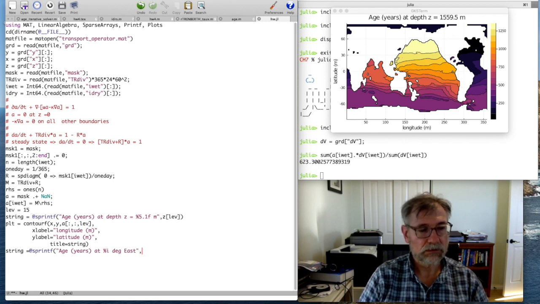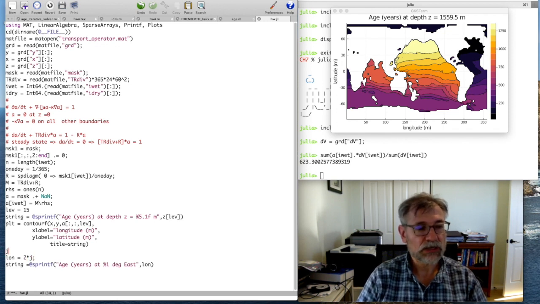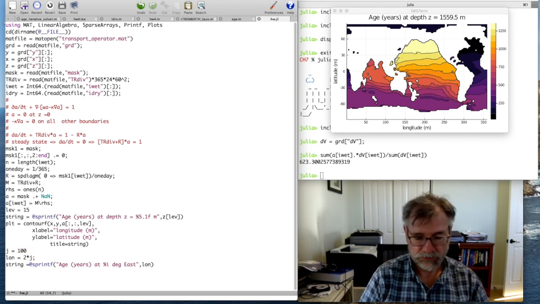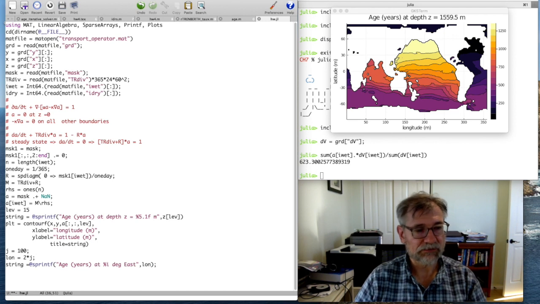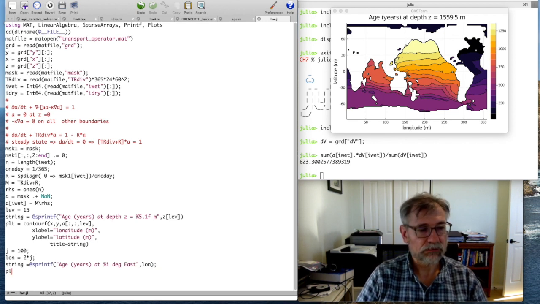Comma, and I'm going to put longitude here. And I'm going to compute longitude is going to be 2 times j, and j is equal to 100. So the 100th grid box. All right, that's going to be the title of my plot. Then I'm going to do plot is equal to contour f, and then the x-axis will be the latitude, which is y.